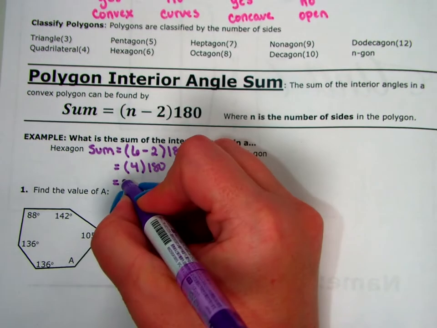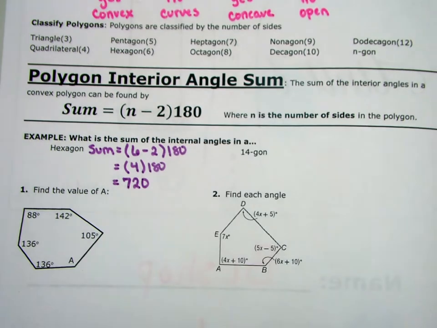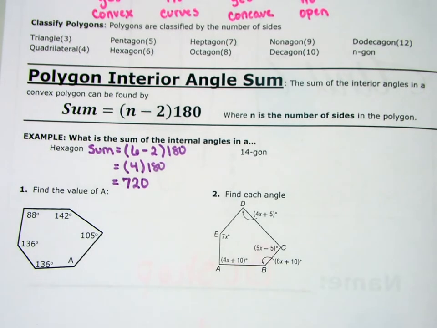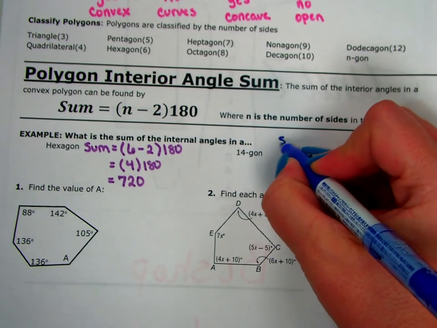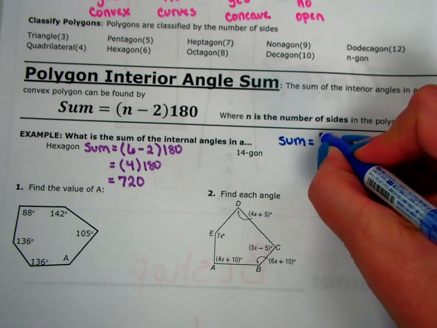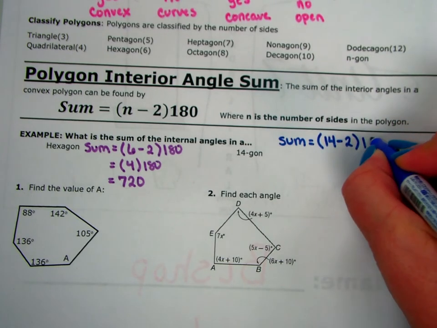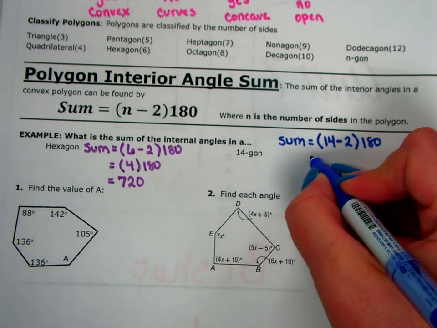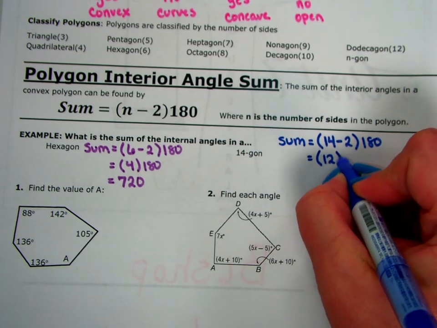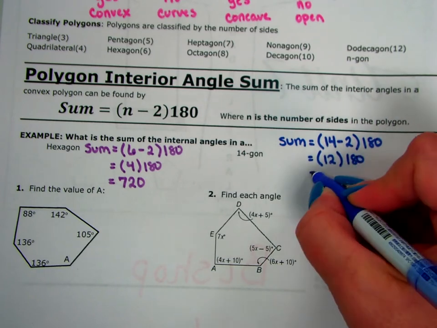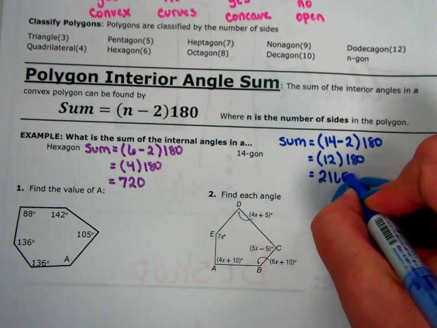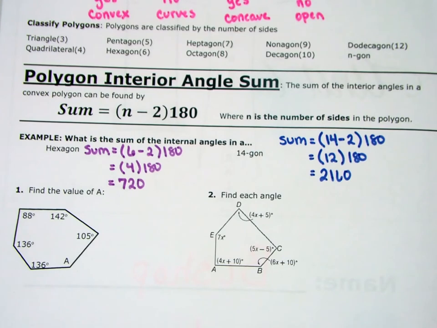720. Okay. What about a 14-gon? Here my sum will be 14, my number of sides, minus 2 times 180. 12 triangles times 180. Easy peasy.